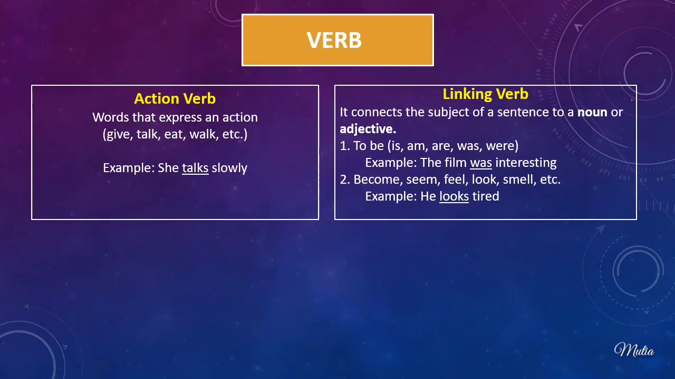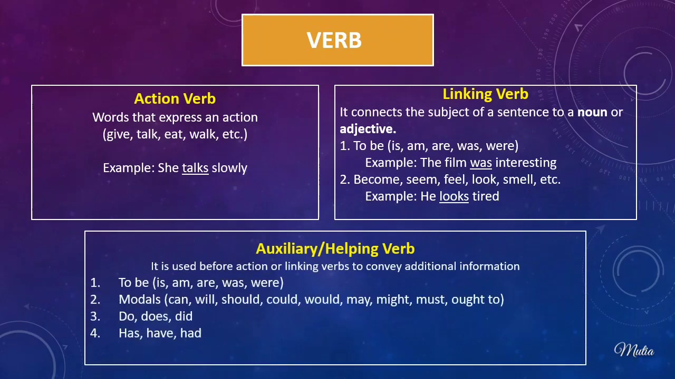The second one, the words like become, seem, feel, look, smell. Those are the linking verb. The sample sentence is, he looks tired. The subject of this sentence is the word he, and the verb is the word looks.